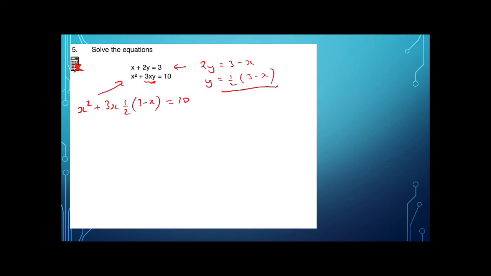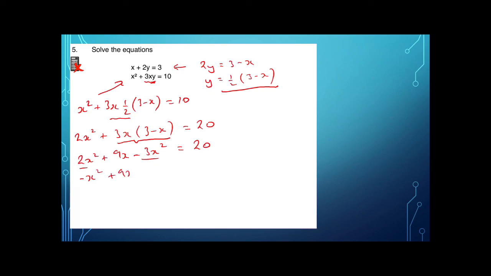Okay, so just a little bit complicated, I guess. Actually, I'm going to multiply throughout by 2, and by doing so this half will disappear. So 2x squared plus 3x times 3 minus x is equal to 20. I'm going to expand this bracket here, 2x squared plus 9x minus 3x squared equals 20. Add the like terms, so 2x squared and minus 3x squared, so that's negative x squared plus 9x is equal to 20.